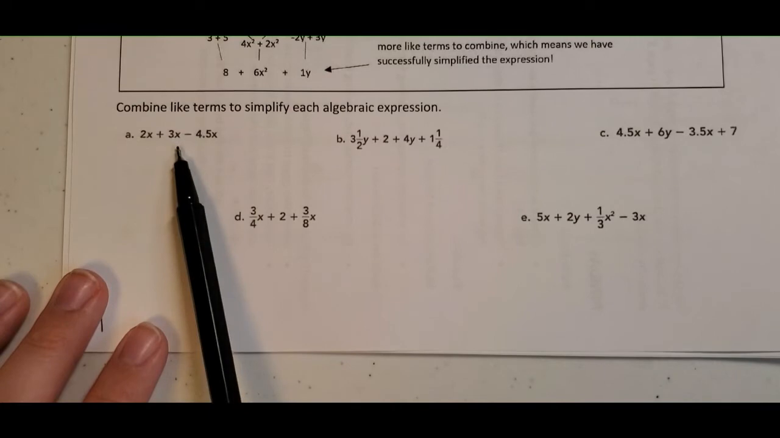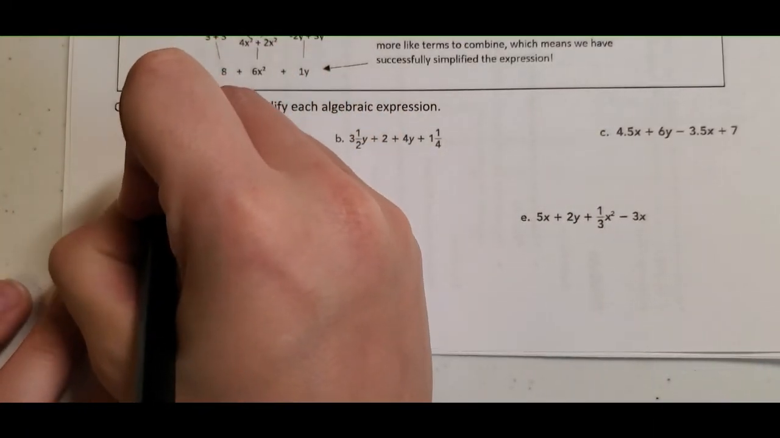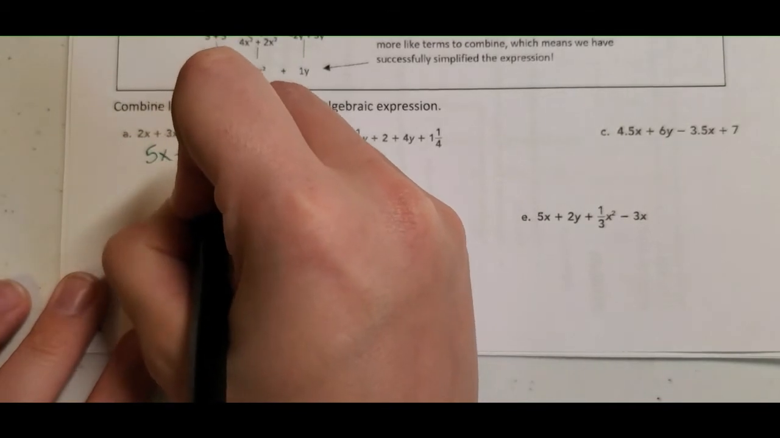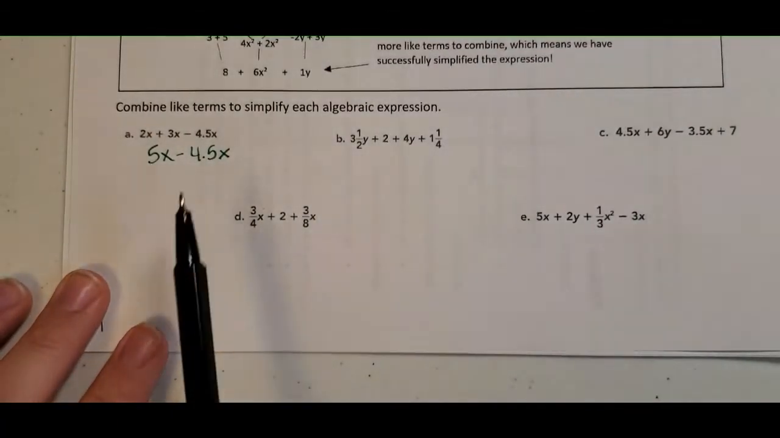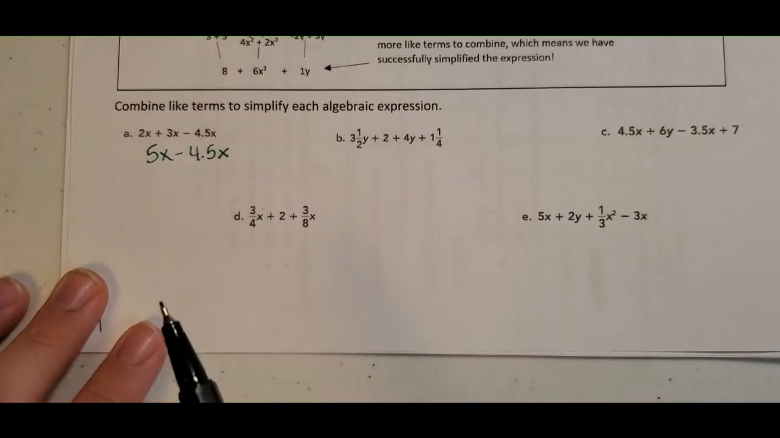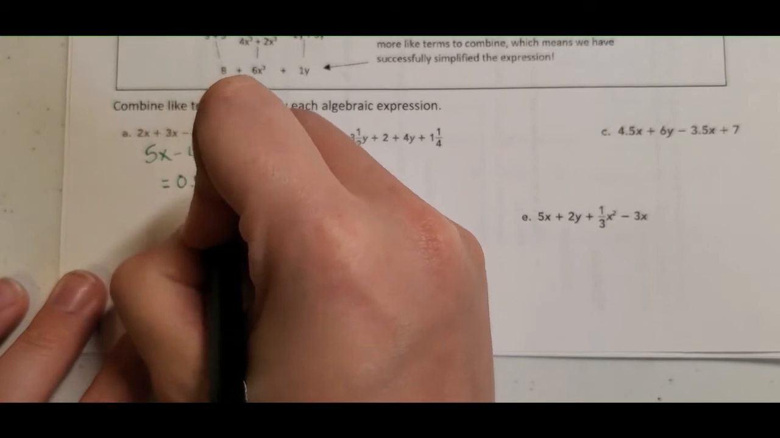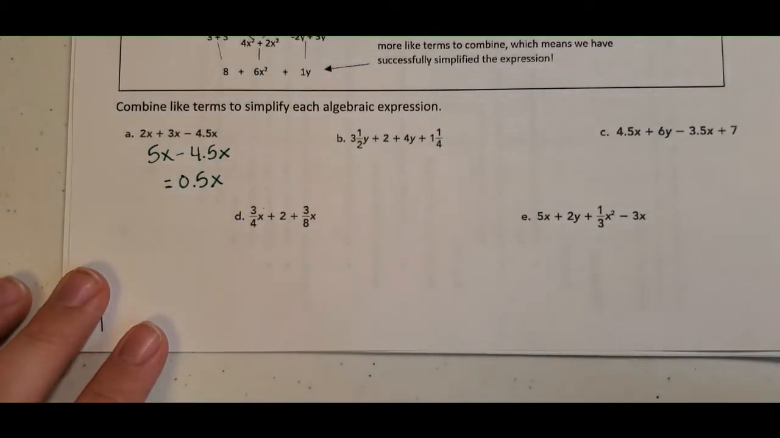So 2 plus 3 is 5. So I'll have 5x minus 4.5x. Well, 5 minus 4 is 1, minus a half is another half. So your answer should be 0.5x.